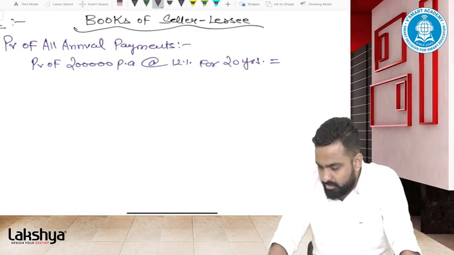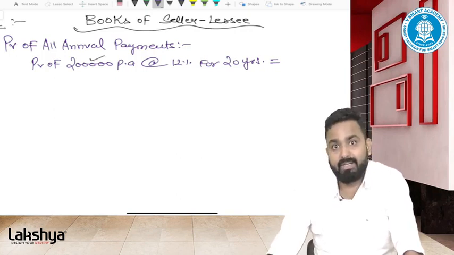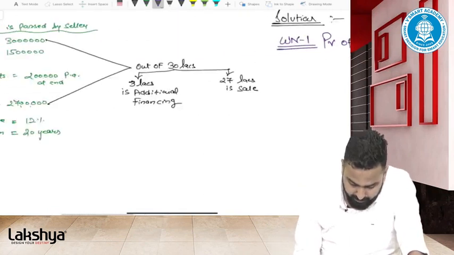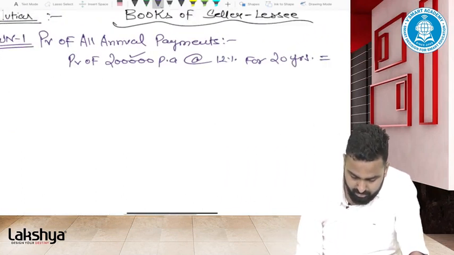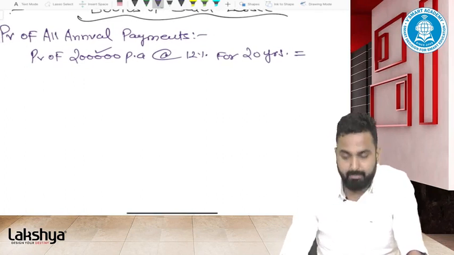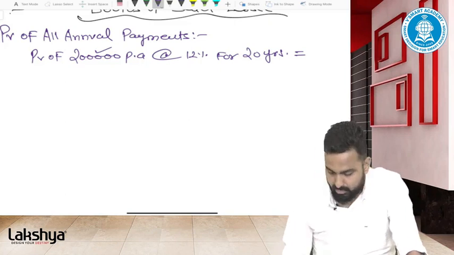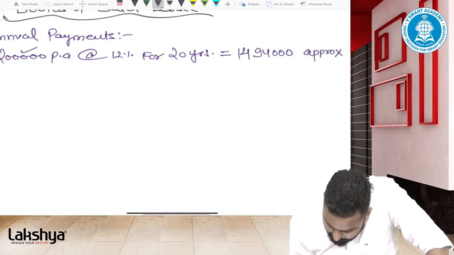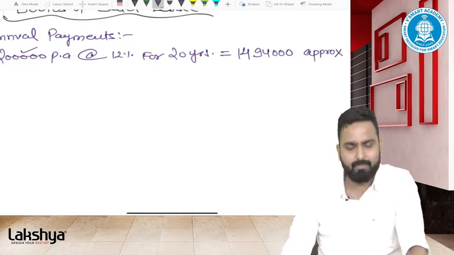7,46,000. No, Binu, it's wrong. You have done 1 lakh. It's 2 lakh every year. At 12% for 20 years, it's something around 14,94,000 approx. 14,93,888, technically 14,94,000 approx.